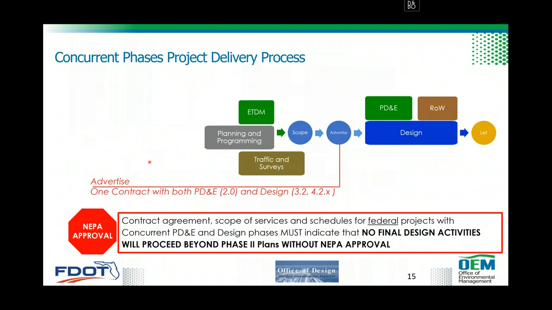So when we advertise our combined PD&E and design, we'll have one contract which will have both PD&E group, which is 2.0, and design, which will be 3.2 or 4.2.2, etc. The contract agreement, scope of services, and schedule for these projects, if there are federal actions, must indicate that no final design activities will proceed beyond phase 2 plans without NEPA approval. So that's the condition that the consultant will need to know when they are negotiating the contract with the department.